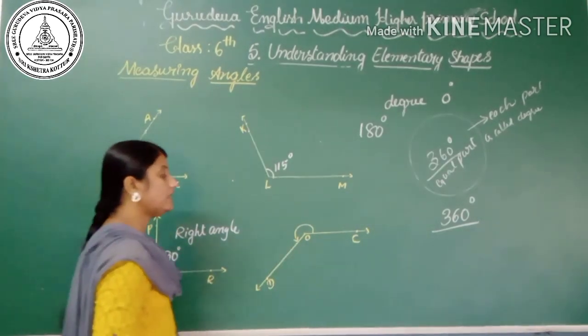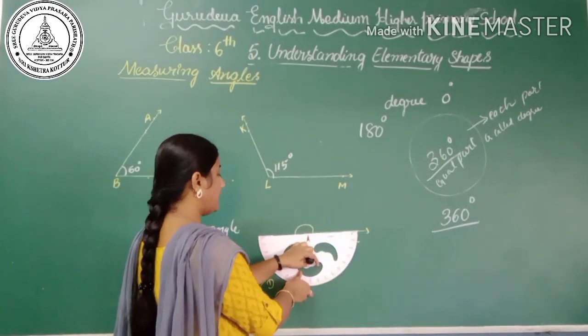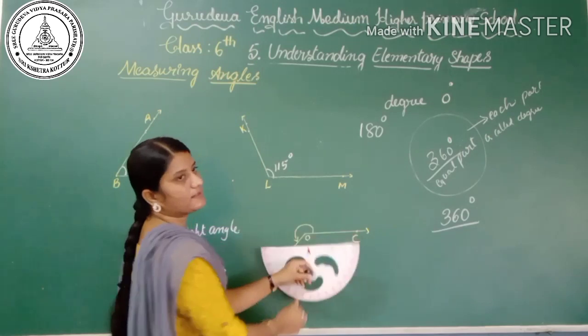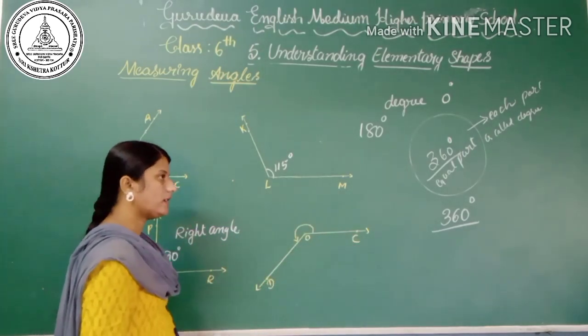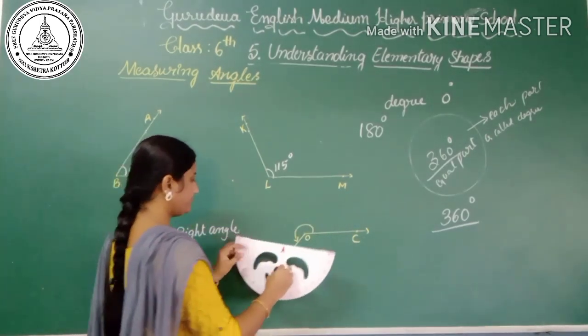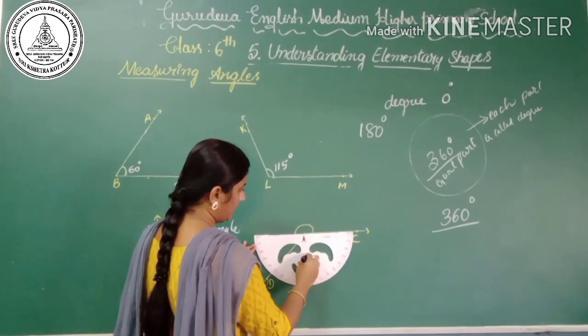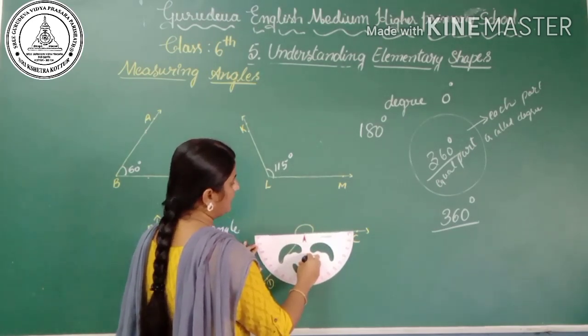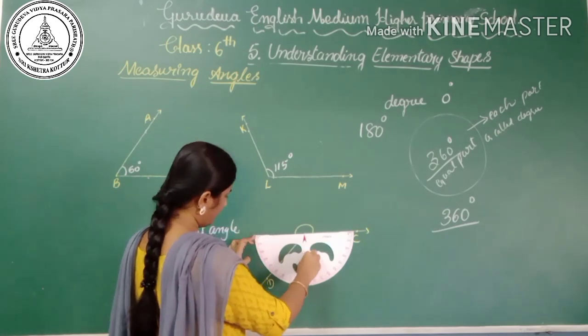Then the fourth angle: we can see that the given angle is a reflex angle. Why? Because it is greater than the straight line. So see here, it is greater than the straight line, so it is a reflex angle. Yes, we can also measure that. We have to keep the protractor in reverse while we are measuring the reflex angle.